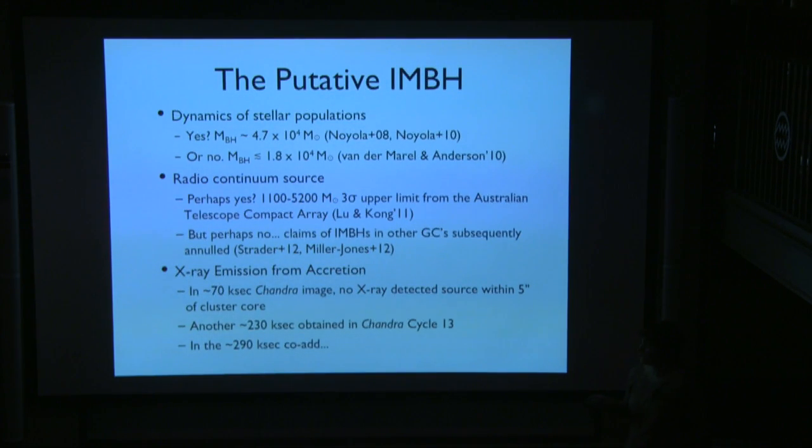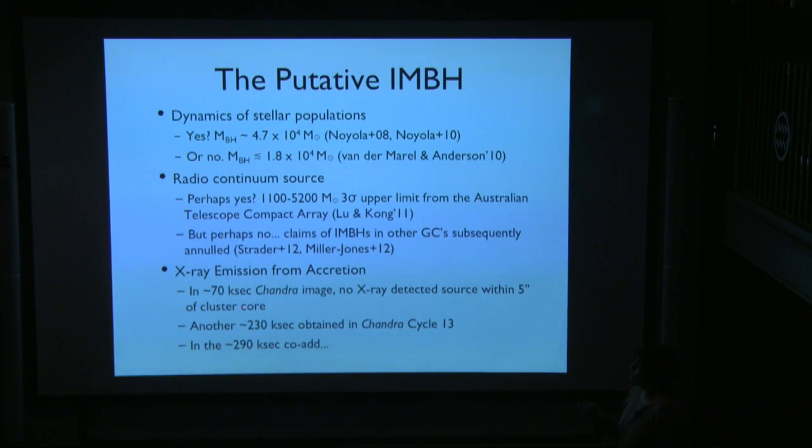When we talk about the X-ray, we're really looking for some sort of signature of accretion. So some small amount of gas that is close to the intermediate mass black hole in the center of the cluster, and hoping to see some indication of what that accretion emission might look like.